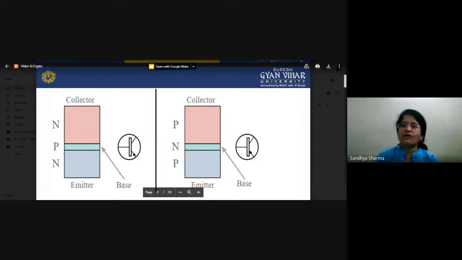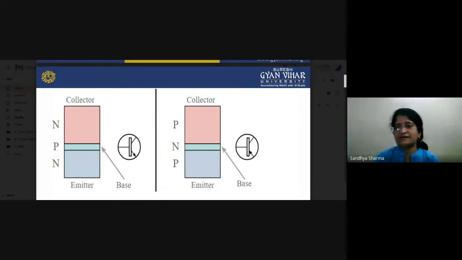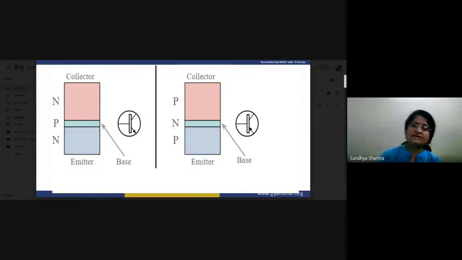Now, why do we make the collector width so large? Because the base to collector junction will be reverse biased, and due to reverse bias a large amount of heat will be generated at the reverse biased junction. Due to this high heat, the transistor may be destroyed, so the collector area is made wider, so that heat can be easily dissipated and our transistor can be safe from overheating. So this is the reason why we make the collector terminal wider.